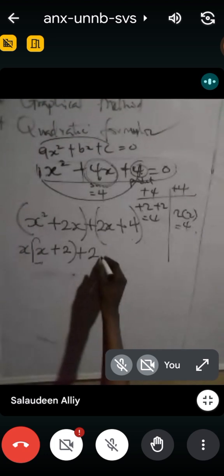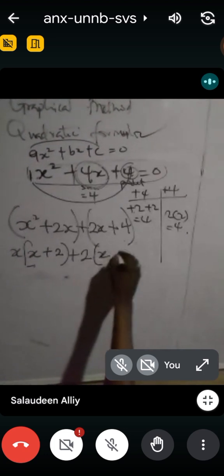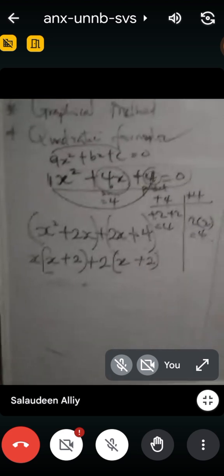Now I have x plus 2 written. Make sure that if you expand this bracket, you are going to get what is inside here. By expanding it, x times x, I have x squared. Plus 2 times x, I have 2x. Which is this. So I have x out and x plus 2. 2 is common here. Bring the 2 out. And open your bracket, x plus 2.